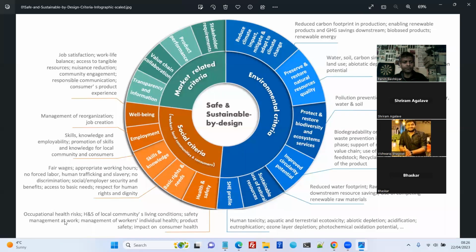When it comes to health and safety, you cannot put workers or anybody at risk. Occupational health risks, health and safety of local community living conditions, safe work environment, work management of workers, individual health, product profile, impact on consumer health. Of course, you need to pay them fair wages, appropriate working hours, no forced labor, human trafficking, and slavery, no discrimination, social and employee security and benefits, access to basic needs, respect for human rights and dignity. Of course, there's also skills and knowledge and employability, promotion of skills and knowledge of the local community.